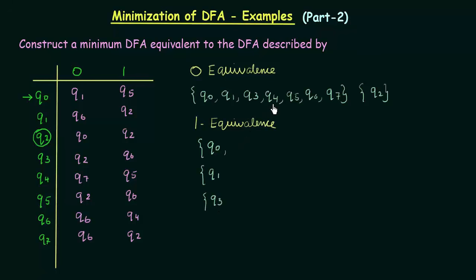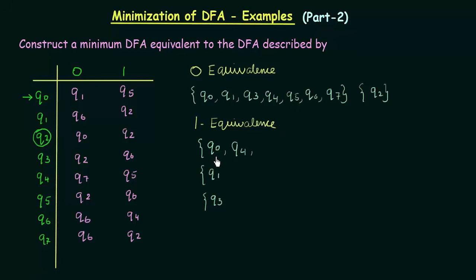Now let me check Q4. Let me check it with Q0. Q0 and Q4 on getting input 0, they go to Q1 and Q7. Q1 and Q7 fall in the same set, so it is fine. Now on getting input 1, where do they go? Q0 goes to Q5 and Q4 goes to Q5. So they are the same states. So again it is fine, and hence we can say that Q0 and Q4 are 1 equivalent.